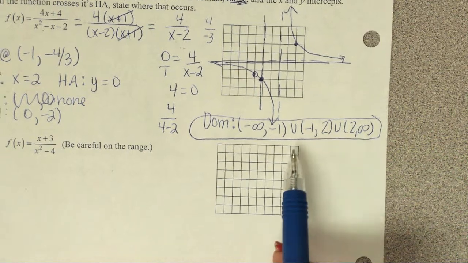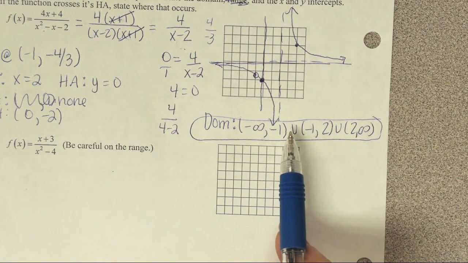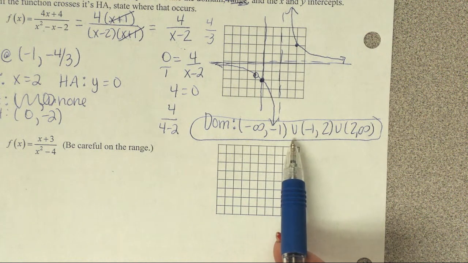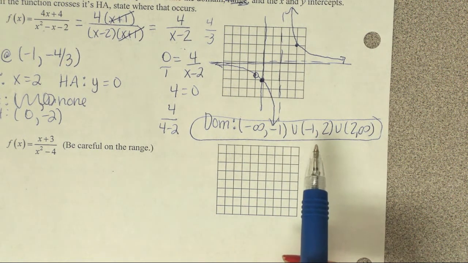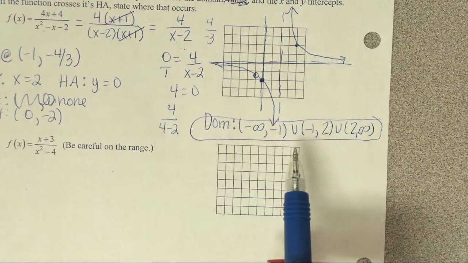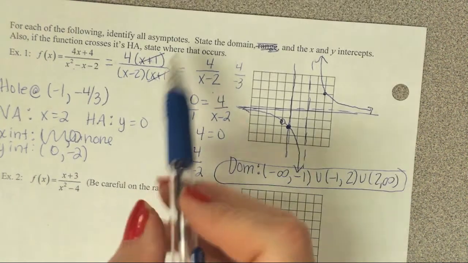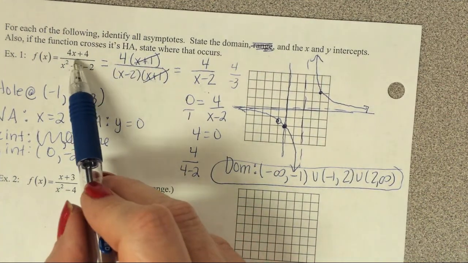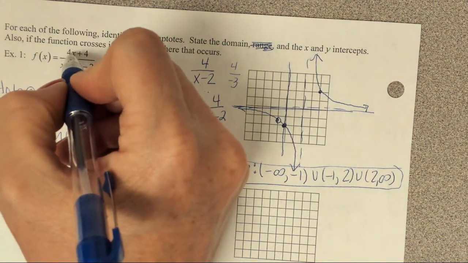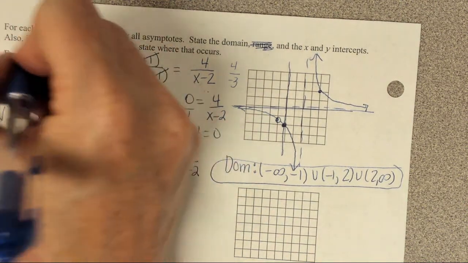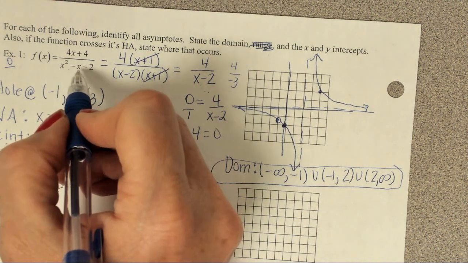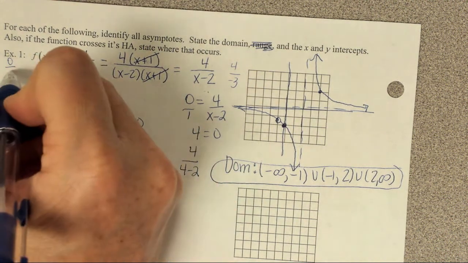Because, guys, we're not allowed to use that -1 where that hole is. Okay? So you got to watch that. Yes? So how do you know to use the hole at -1 to find the domain? Because that's what makes this not work. Like if I plugged -1 in here, watch what happens. 4 times -1 is -4 plus 4 is 0. If I plug -1 down here, I get 1 plus 1, that's 2, minus 2, that's 0.